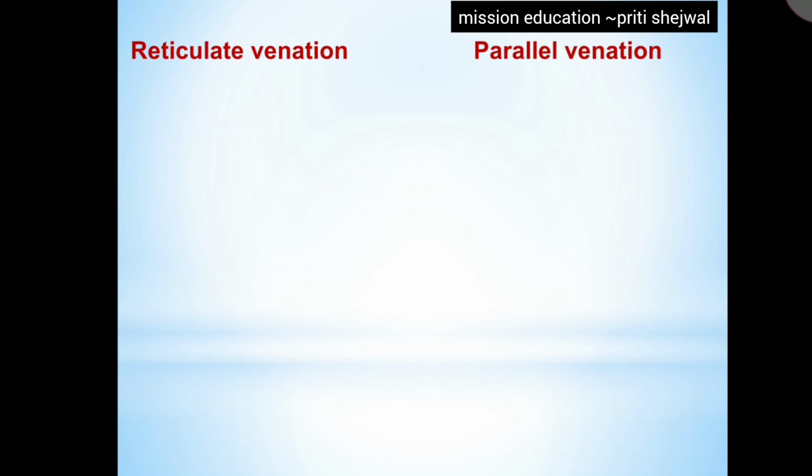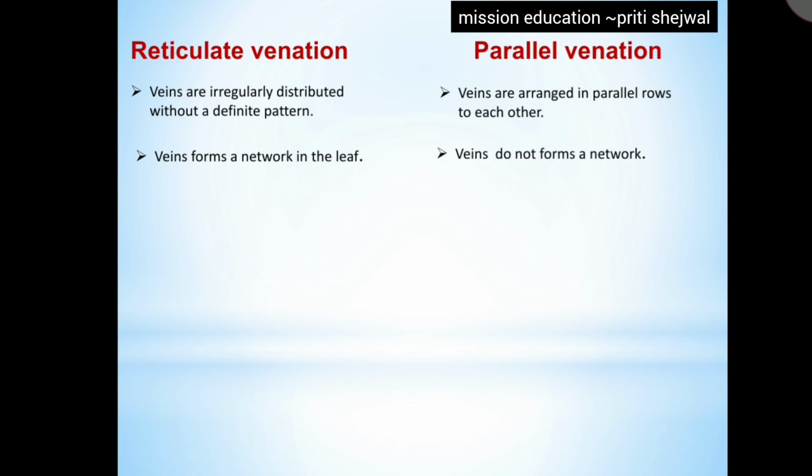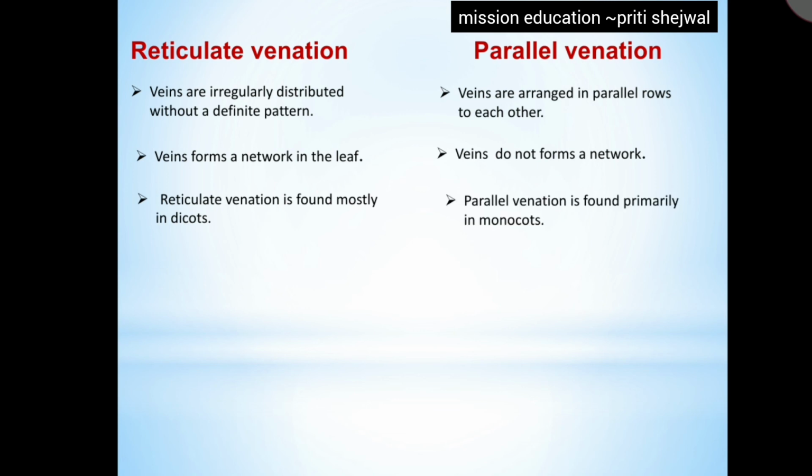Reticulate venation, first point: veins are irregularly distributed without a definite pattern. And in parallel venation, veins are arranged in parallel rows to each other. This is the first point of reticulate and parallel venation. The second point of reticulate venation is veins form a network in the leaf, and in parallel venation, veins do not form a network. The third point, reticulate venation is found mostly in dicot plants, and parallel venation is found primarily in monocot plants.